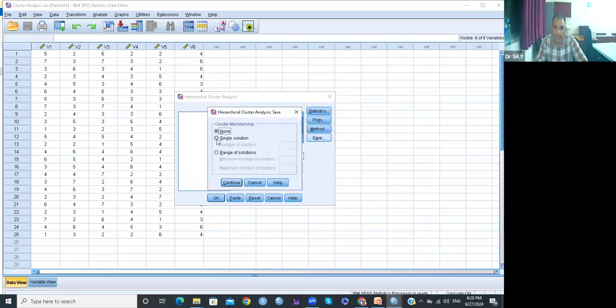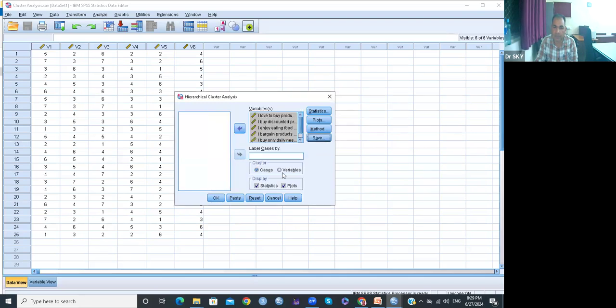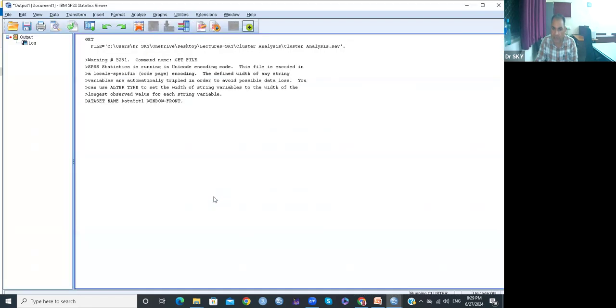And if you wish to see cluster membership, single solution, or none, say none. Then you have to decide the number of clusters, but we wish to know how many clusters we should make. So cluster membership, there is no need, cancel it. And now we need to display the statistics as well as the plot, that is the dendrogram. Just click on OK.